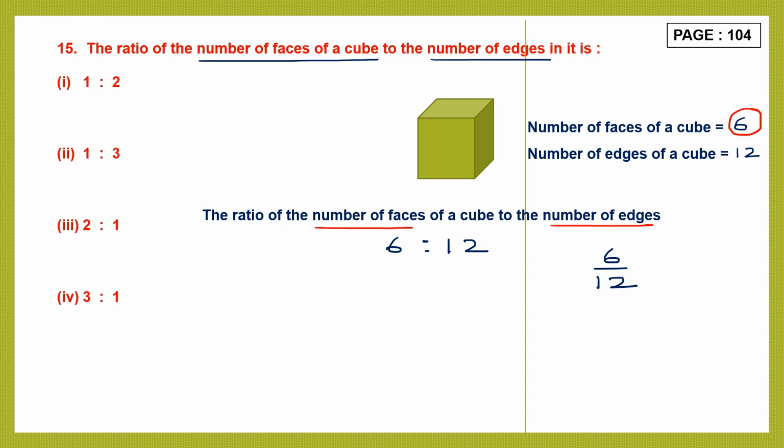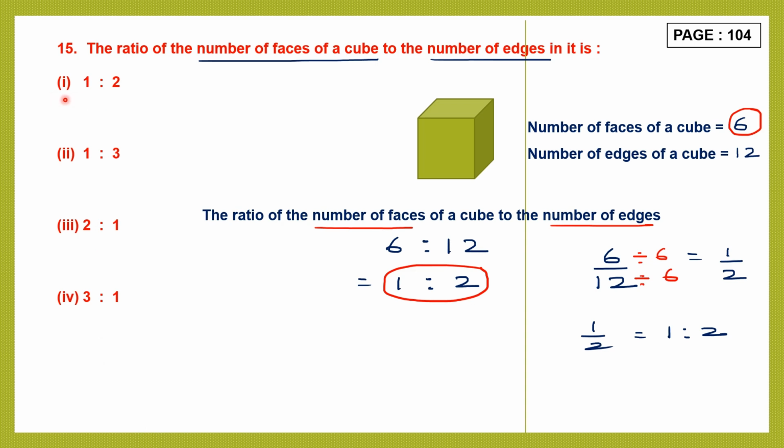Now divide both by 6. So if you divide both by 6, what do you get? I'm dividing this and this by 6. Here I get 6 ones are 6 and here 6 twos are 12. So 1 by 2. This ratio is reduced to 1 is to 2, because 1 by 2 we can write as 1 is to 2. So what is our answer? 1 is to 2 is our answer. Which option is that? It is option 1, 1 is to 2.